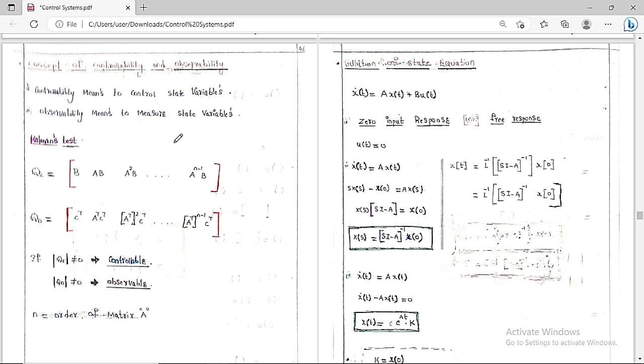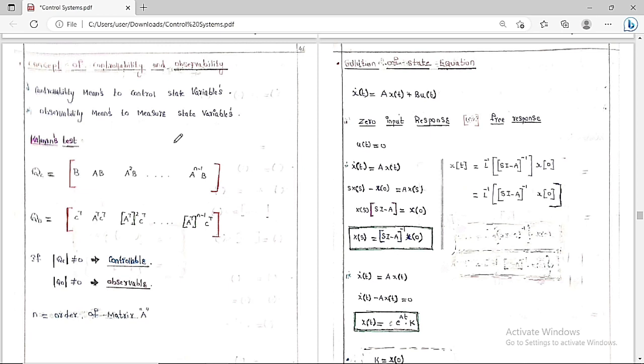Controllability means to control the state variables, whereas observability means to measure the state variables. So this point you always have to keep in mind. Controllability basically means that we have to control the state variables, and observability basically means that we have to measure the state variables.